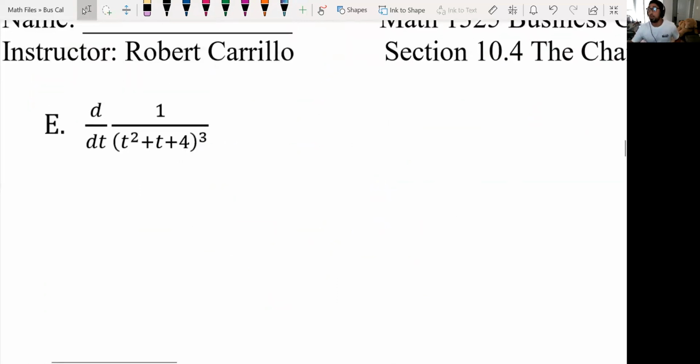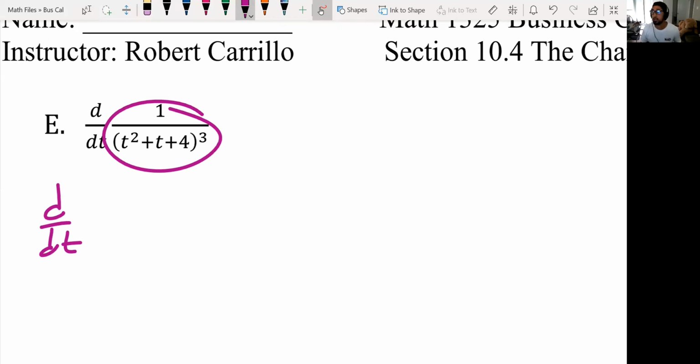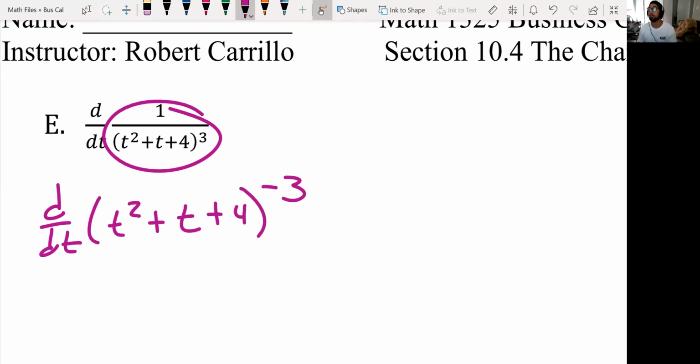Okay. E. So before we do the chain rule, the derivative, we need to rewrite this. We could definitely take the derivative of this using quotient rule, but let's make our lives easier by just flipping it to the top and making the exponent negative. So this would become d over dt. And if you just take the denominator and flip it to the top, it becomes (t squared plus t plus 4) to the -3. And now we are ready to apply the chain rule.